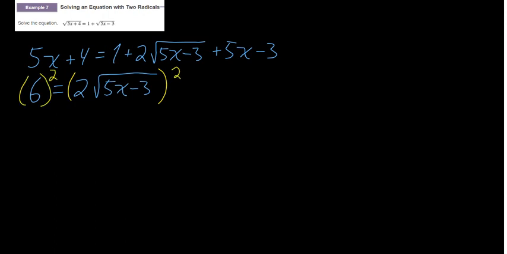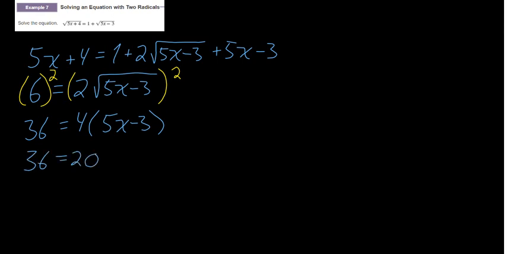So we're going to have 36 is equal to 4 times 5x minus 3. Let's go ahead and distribute real quick. So we're going to have 20x minus 12. We're going to add 12 to both sides. So we have 48 is equal to 20x.